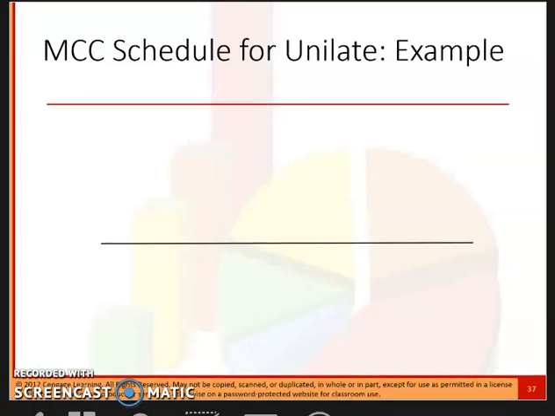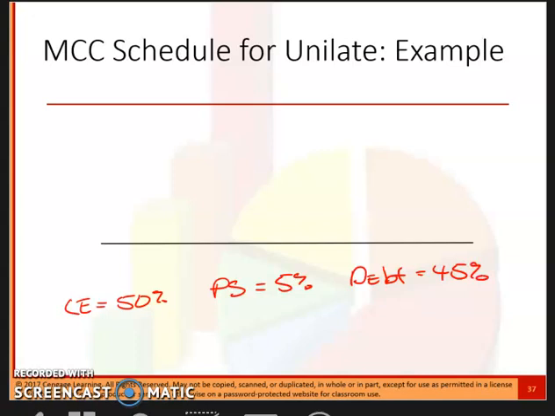All right, so got an example here of marginal cost of capital schedule for Unilate. A couple of things that we need to remember here. This is from the previous slides. Common equity is 50%, preferred stock is 5%, and debt is 50%. No, I'm sorry, 45. So these have to add to 100.